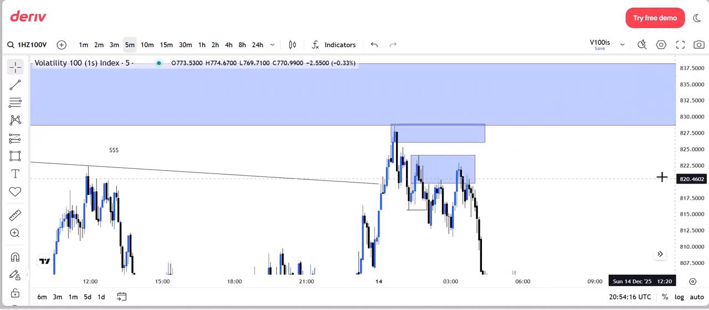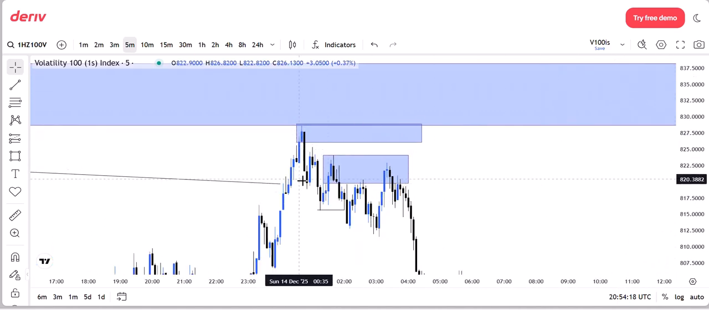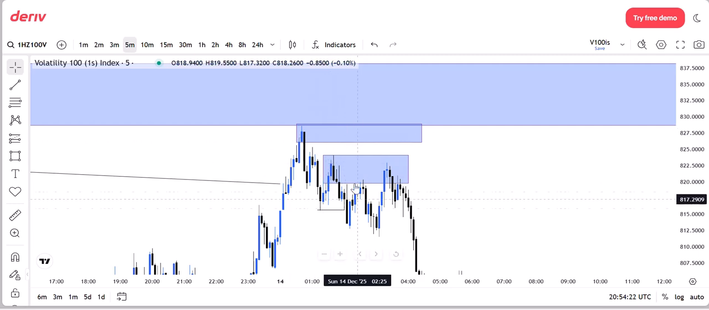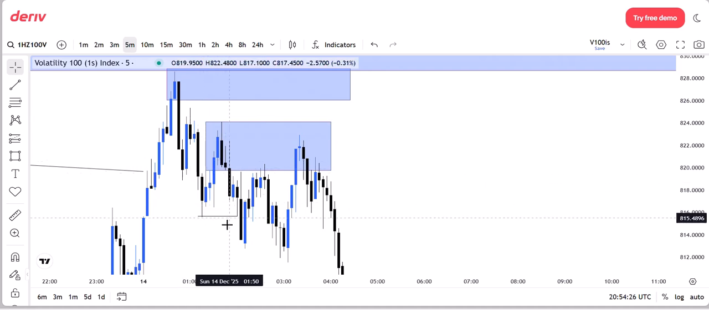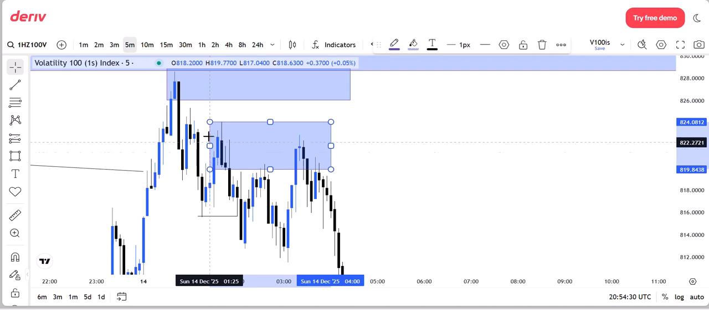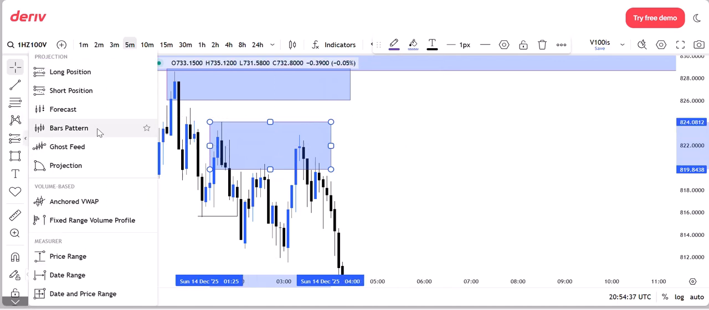But since we waited for a confirmation entry, we saw this break of structure. Now price didn't tap into this zone like we said, but it respected this order zone. So what did we do? Price came in, broke structure. After the break of structure, this is the area, that zone that caused the break of structure. So we waited for price to come in and tap into that zone, and then we sell. So this is how we took our entry.